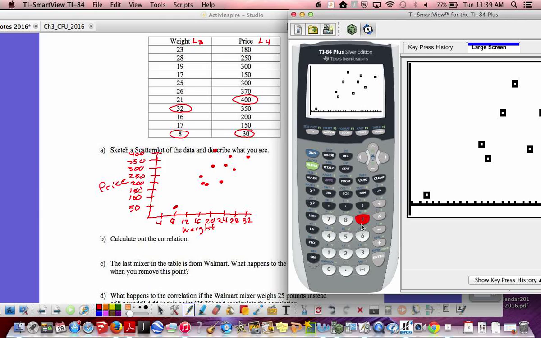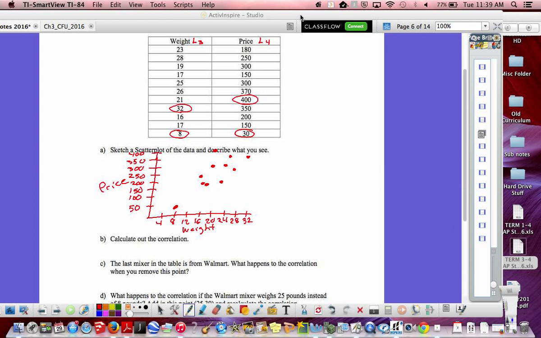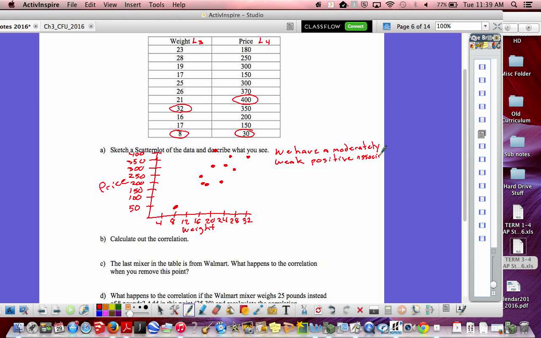So since we have a few, I might say too that we have a moderately weak positive association between weight of a mixer and its price. Right? Now, I haven't calculated out R yet.